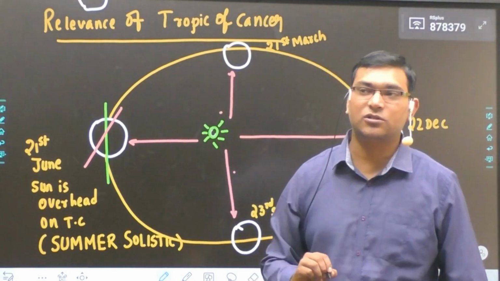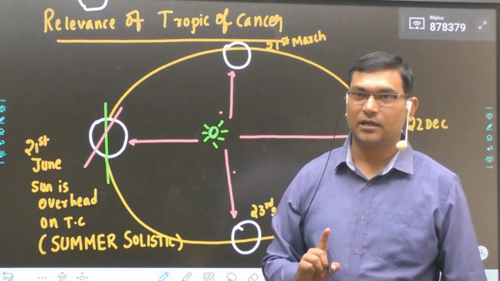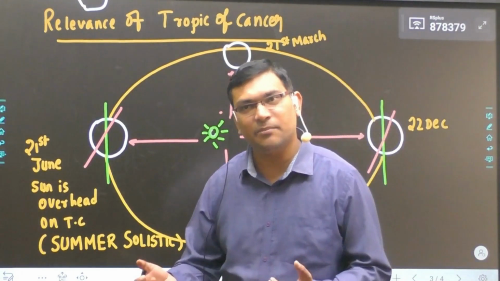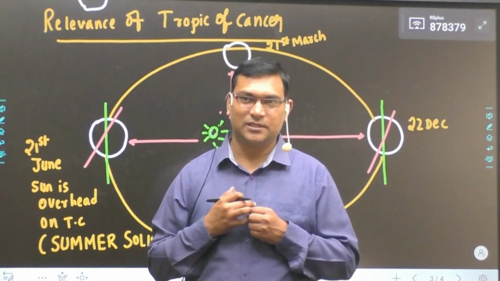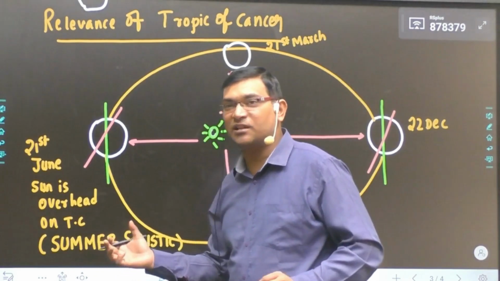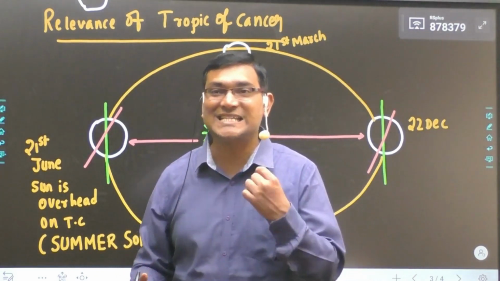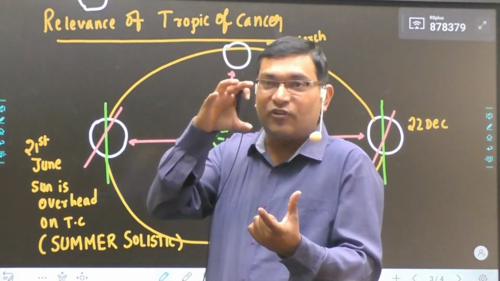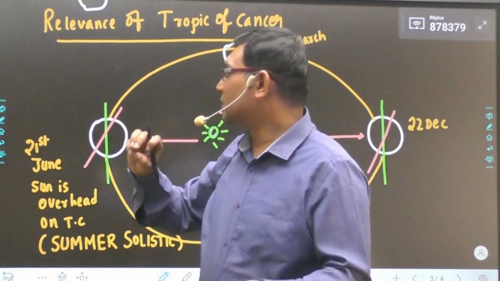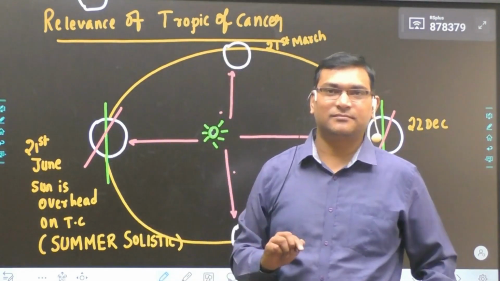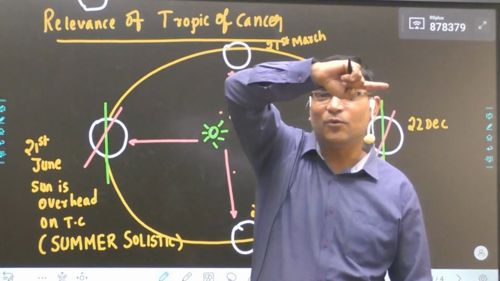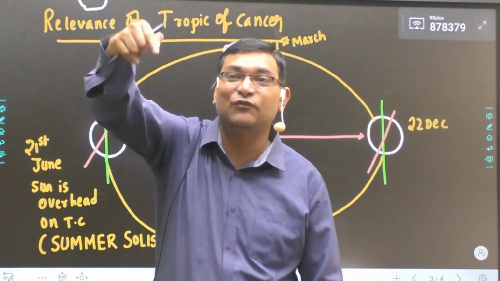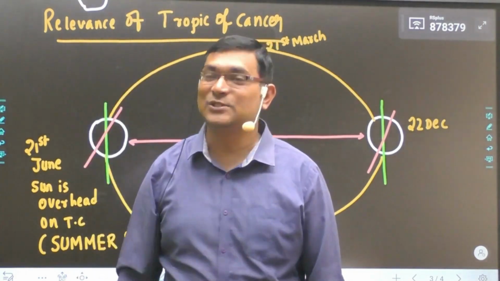Solstice. For us also it is summer. June 21st is summer for us also. So summer solstice means what? Stand still. Sun is vertical on the Tropic of Cancer. That is the relevance now. Can I say this? Sun is vertical on the Tropic of Cancer on 21st June.